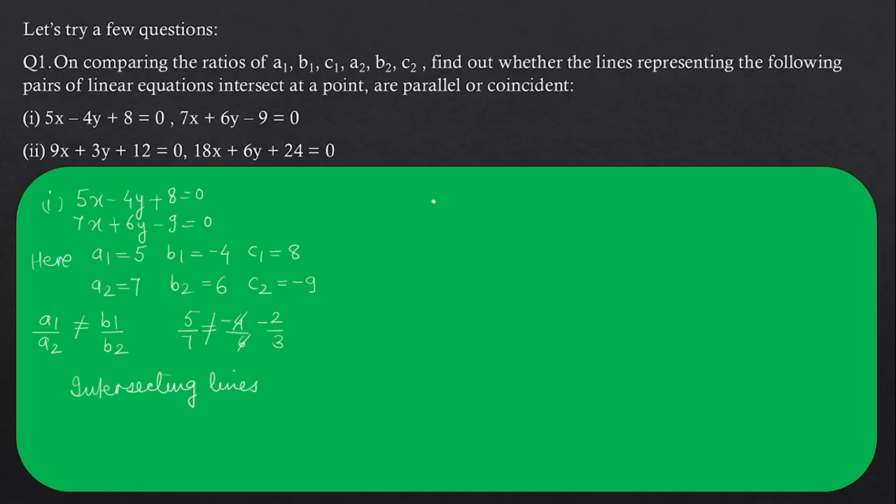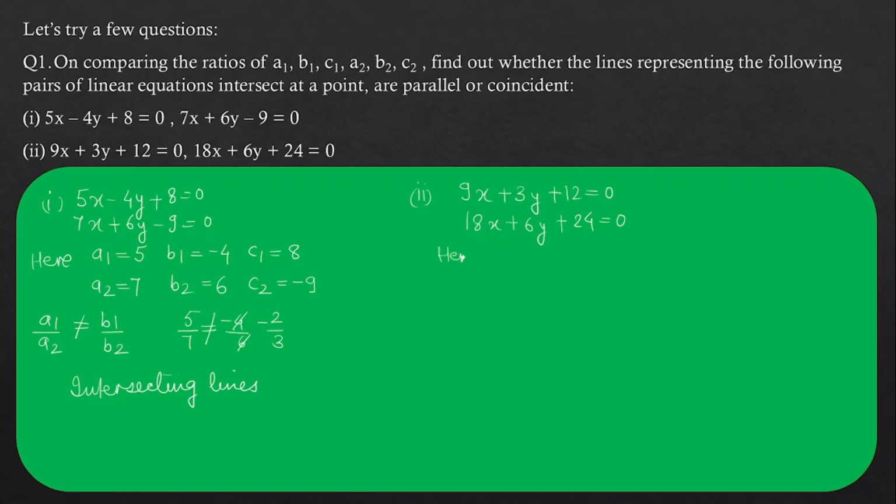I hope this is understood. Now let us take the other example. The equation is 9x plus 3y plus 12 is equal to 0, and 18x plus 6y plus 24 is equal to 0. I'll first check, is it in the standard form? Yes, both the equations are written in the standard form.